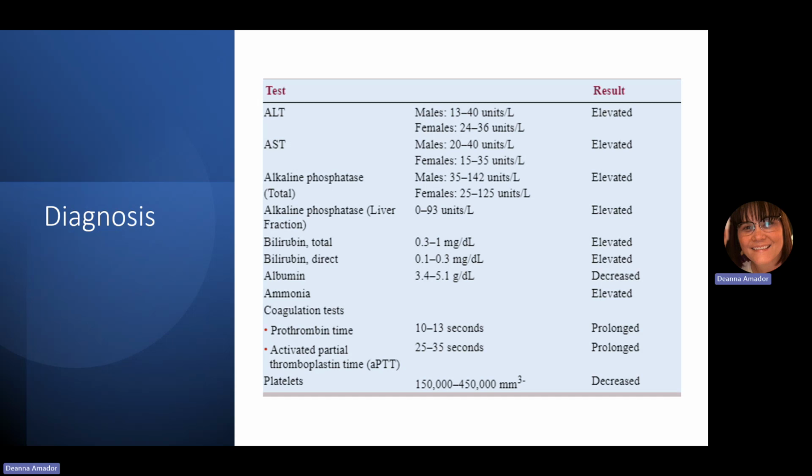A lot of times, these clients have a lot of itching on their body, their hands and their feet, because of the accumulation of bile salts under the skin because it cannot be processed by the liver.